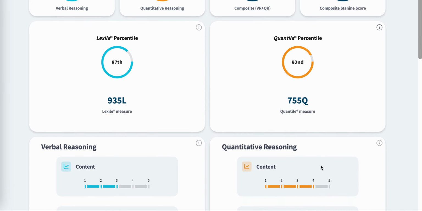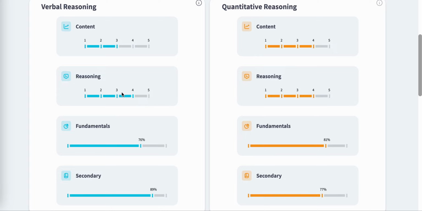And so in this next section, you see a breakdown of a few things. And so we'll talk about this as well. Again, feel free to click on the I for more information, and this will explain each of these in detail. Typically, we want to see above or at a 3 in content and above or at a 3 in reasoning. And so this is your verbal reasoning, which would be reading and writing. And then you have quantitative reasoning, which would be your math scores.